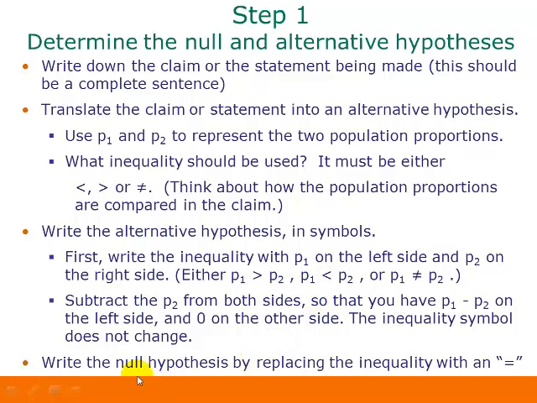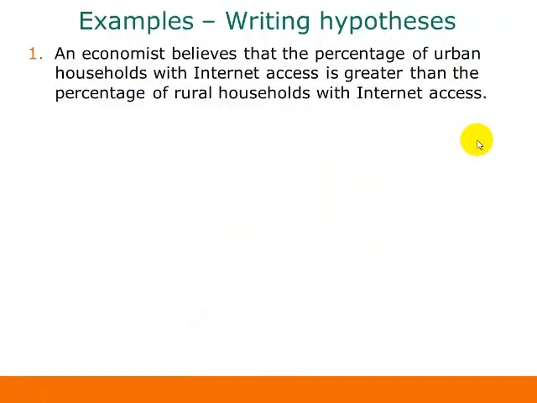So again, once we have our alternative hypothesis, then we can write our null hypothesis just by replacing that inequality with an equal sign. So let's just do some examples of writing hypotheses. First example, an economist believes that the percentage of urban households with internet access is greater than the percentage of rural households with internet access.